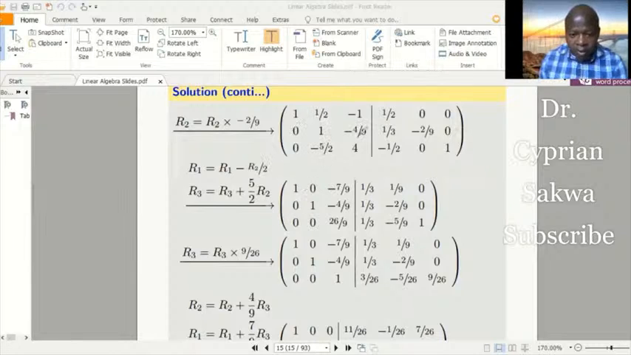So row 2 remains where it is, because it's the one we're using to create zeros in this position and this other position. A half of this subtracted from this a half gives me 0. A half of this subtracted from this -1 gives me -7/9. A half of 1/3 subtracted from a half gives me a third. And then a half of this subtracted from 0 gives me 1/9. A half of 0 subtracted from 0 gives me 0.